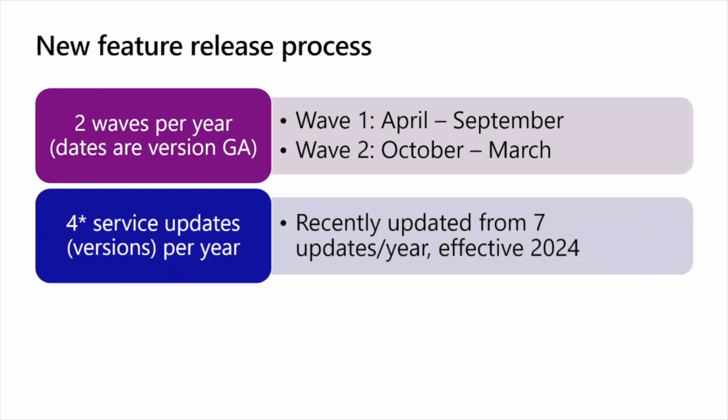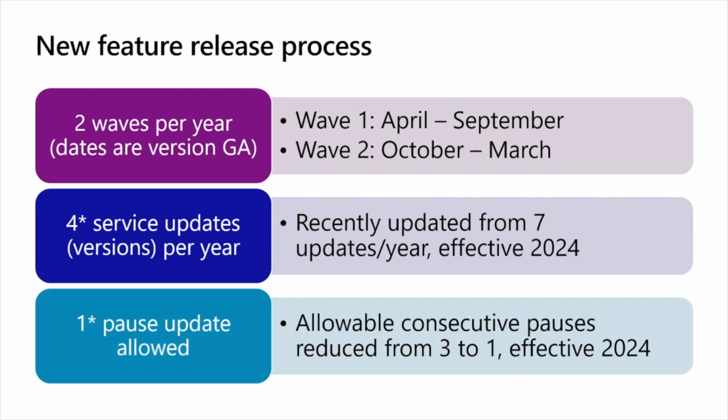Within those two waves, there are a total of 4 versions released each year. This used to be 7, but we have removed 3. In line with that reduced service updates, we have changed the allowable number of updates, which may be paused, from 3 to 1. These changes are effective beginning in calendar year 2024.